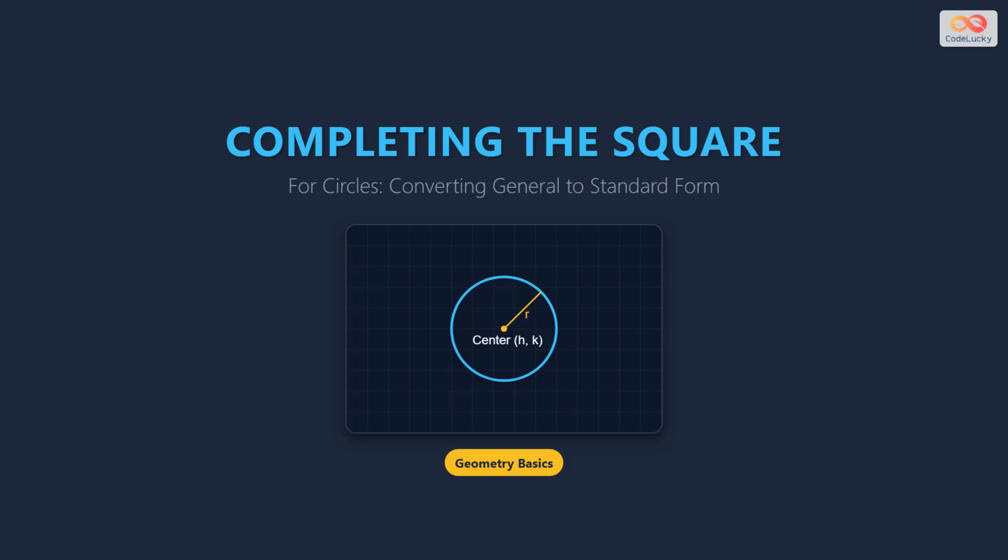Welcome to this tutorial on geometry. Today, we are going to learn how to rewrite the equation of a circle using the completing the square method. This is a fundamental skill for identifying the key features of a circle from a messy equation.